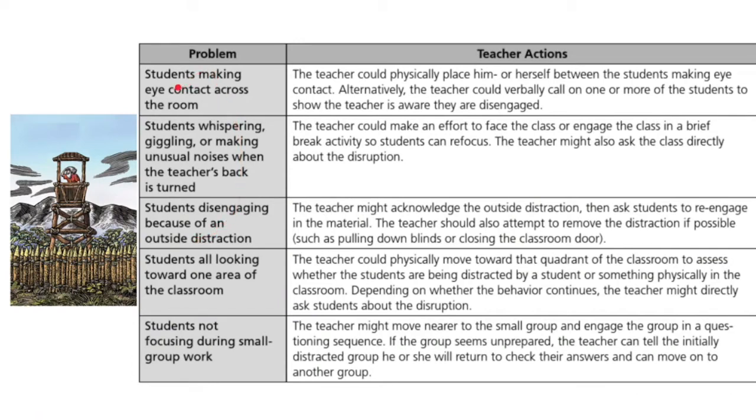Let's take, for example, if students are making eye contact across the room. We could easily place ourselves between the students that are trying to make eye contact with each other. And or we could verbally call on one of those students to show that we're aware that they're disengaged. "Hey, what is your thought on this question?" That lets them know that we know what is going on, that we're paying attention. And so with each potential problem, we have a list of actions that we've determined beforehand. This is what I could do in this situation that won't disrupt the flow of teaching or of learning, but also let students know that I am with it.